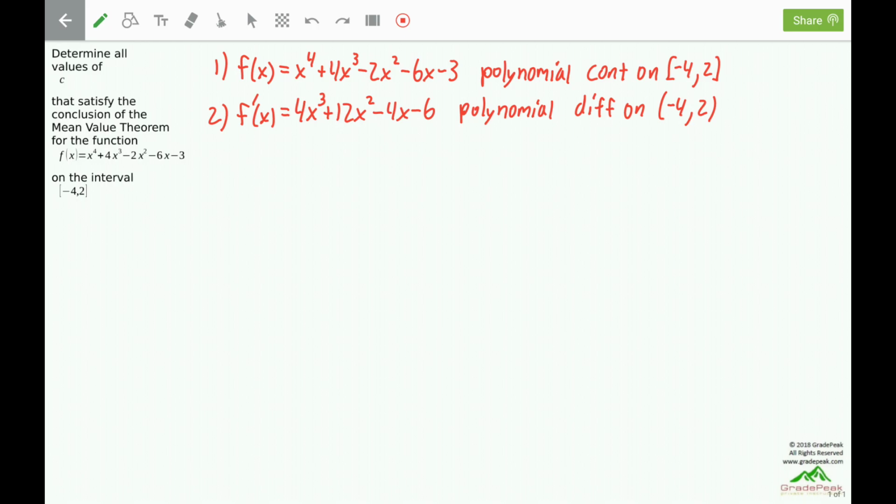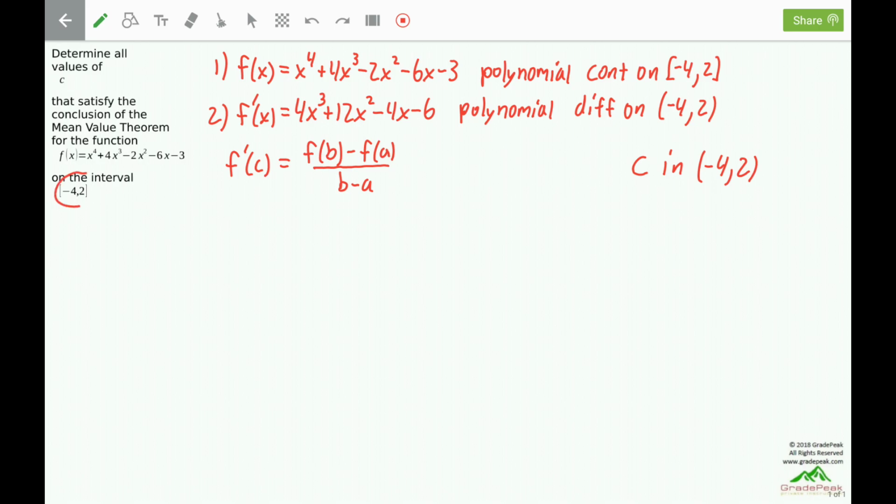Since both conditions hold true, the conclusion of the mean value theorem applies here. And that is, the slope of the tangent line at some value c will equal the slope of the secant line connecting the two endpoints, f of b minus f of a over b minus a. And this will be true for at least one c, maybe more, in the open interval of -4 to 2.